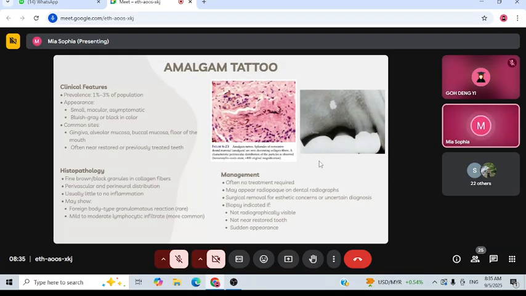As for the management, most cases do not require treatment. They can sometimes be seen as radio-opaque spots on dental x-rays. However, if the pigmentation isn't radiographically visible, appears suddenly, or isn't near a restored tooth, a biopsy is advised to rule out other causes. Surgical removal is also an option if the lesion is in a visible area and the patient is concerned about aesthetics.